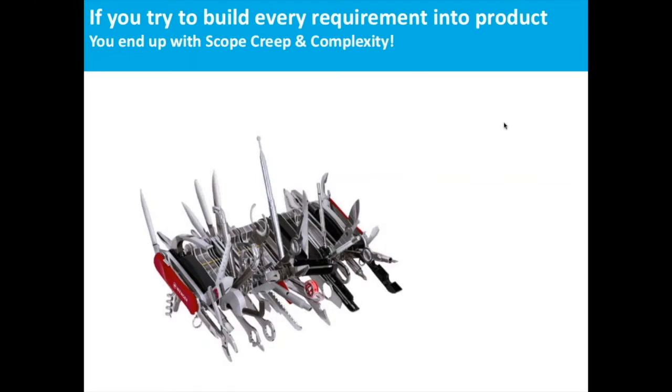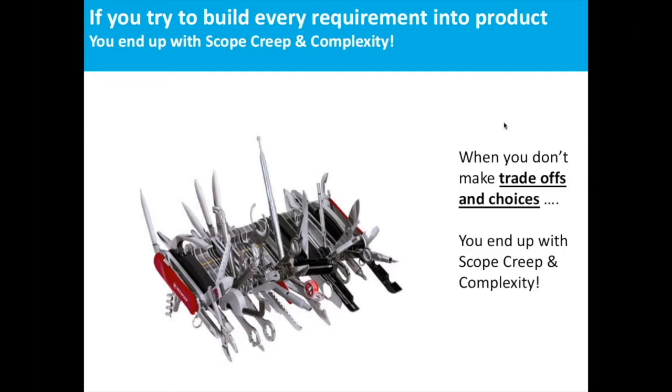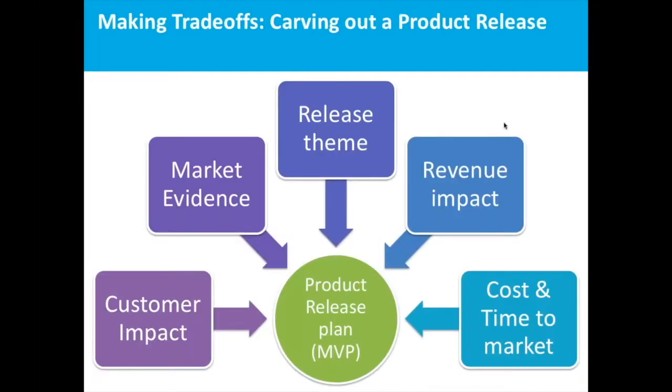Now, if you try to build every requirement that you get from all those three funnels that I talked about, then what will happen is you will end up with scope creep and complexity, and nobody likes that. That product is never going to be successful, right? So again, this is where you really have to make trade-offs and choices. Strategy is equal to trade-offs. Keep that in mind. You have to make trade-offs, and those are tough choices, right? So let me summarize the high-level framework before giving it to Ganesh, who will actually take it to a much deeper level, right?